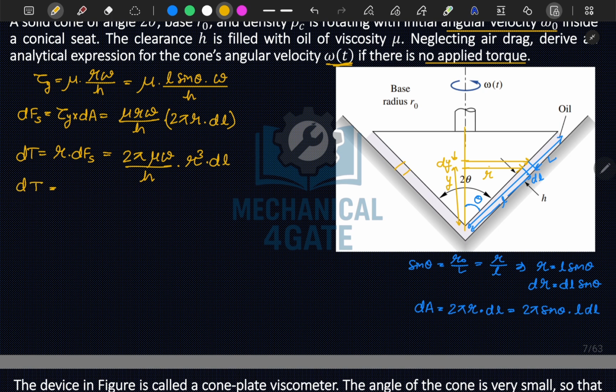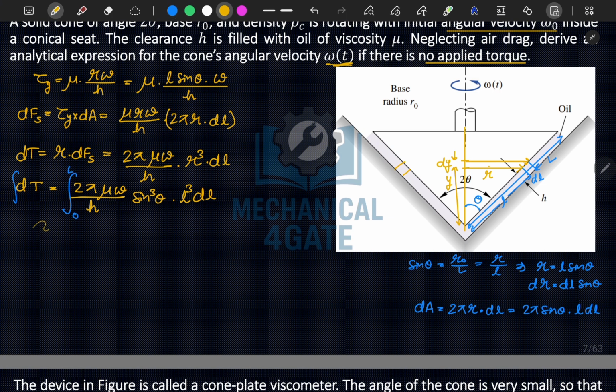So dτ is equal to 2 pi μ ω by h. Now if we do r cube, it will be L cube sin cube theta. So sin cube theta times L cube dl. Now we can integrate it, and the integration should be for L from 0 to capital L.